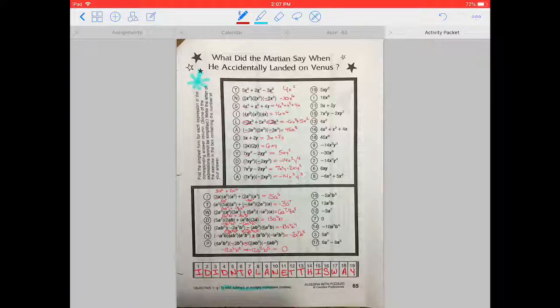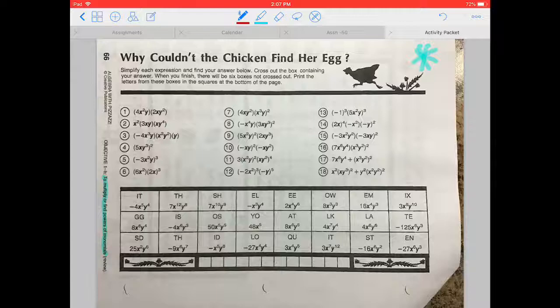I didn't plan it this way. What did the Martian say when he accidentally landed on Venus? I didn't plan it this way. Ha ha ha. Funny, funny, funny.